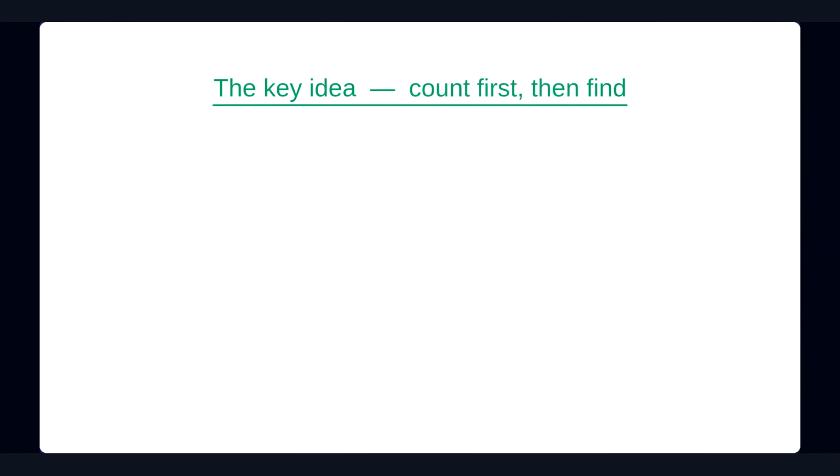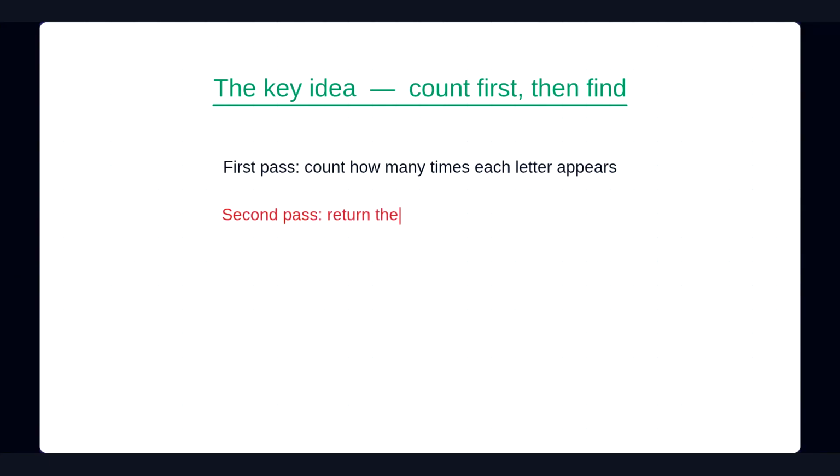The clean approach is 2 passes. In the first pass, we count how many times each character appears, storing the tallies in a small map. In the second pass, we walk the string again from the left, and the very first character whose count is exactly 1 is our answer, so we return its index. If we finish the second pass without finding any count of 1, there's no unique character, so we return -1.